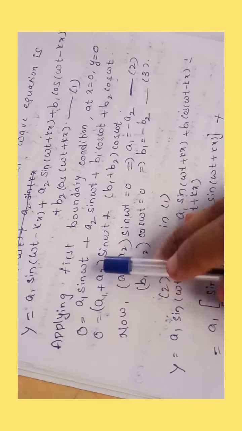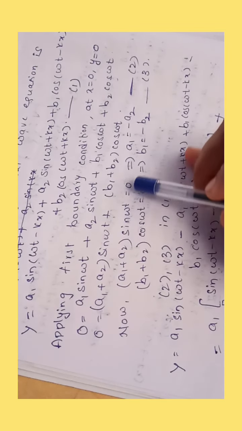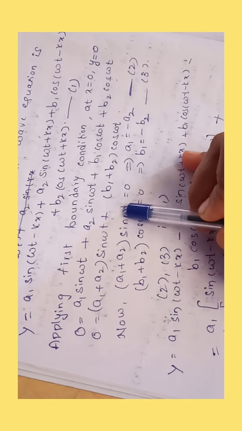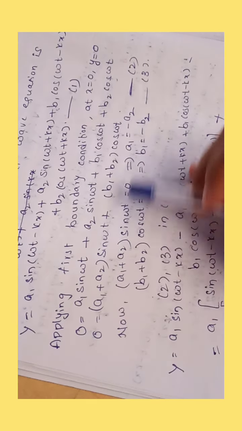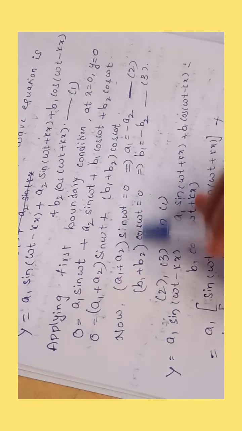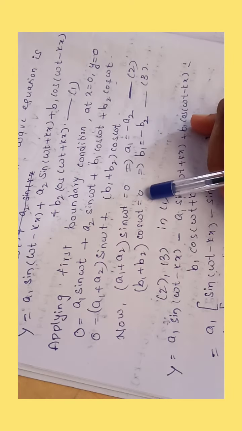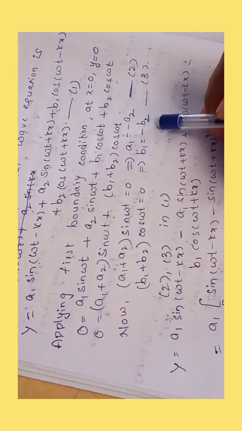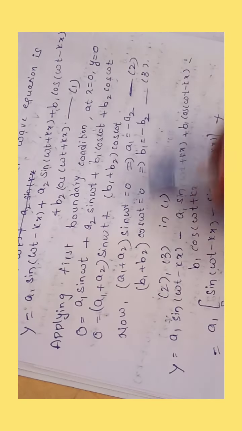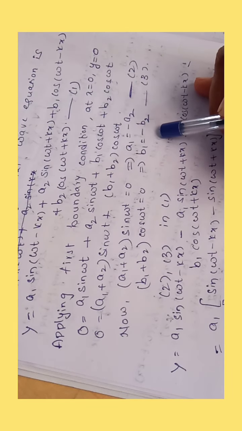Now equating separately to 0, (a1 plus a2) sin omega t equal to 0. Sin omega t can never be equal to 0, so a1 plus a2 must be equal to 0. We get a1 equal to minus a2. And similarly (b1 plus b2) cos omega t equal to 0. Since cos omega t cannot be equal to 0, b1 plus b2 must be equal to 0, and we get b1 equal to minus b2.